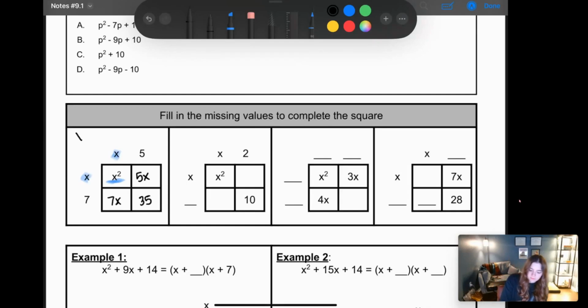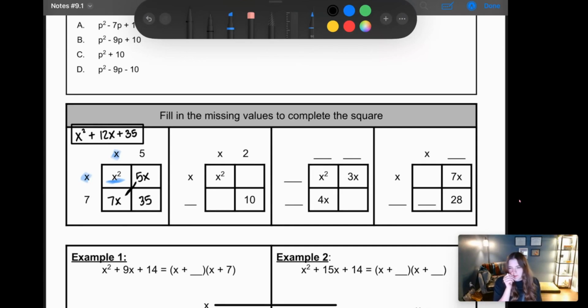Now, all you have to do is combine like terms, right? So x squared goes by itself. There's nothing to combine there. Plus, because I don't have any negatives there, well, 5x and 7x together give me 12x. And then 35 is by itself, but it's a positive 35. And there you go. There is your trinomial. Okay, and you've solved it.